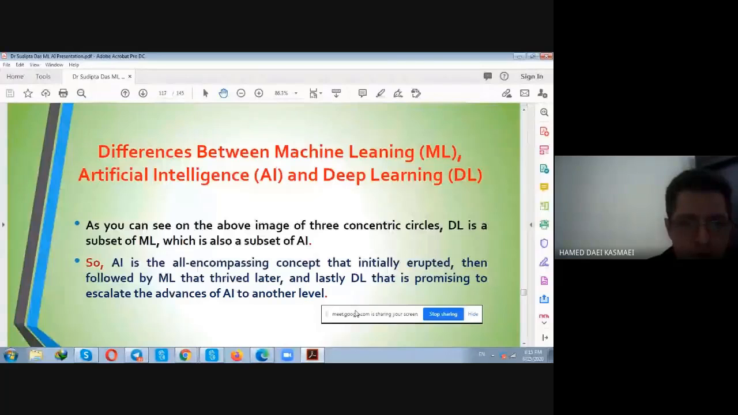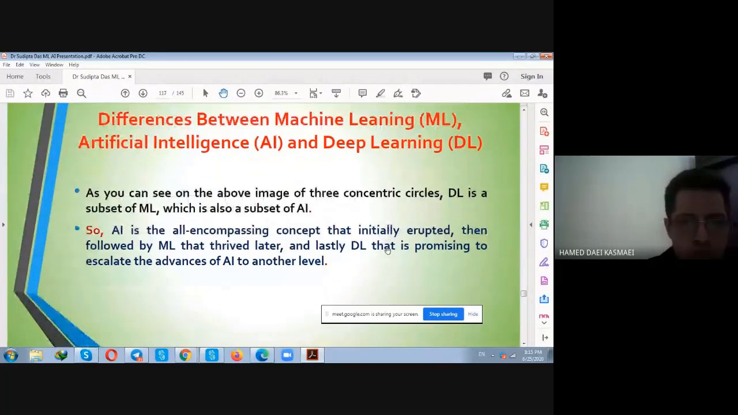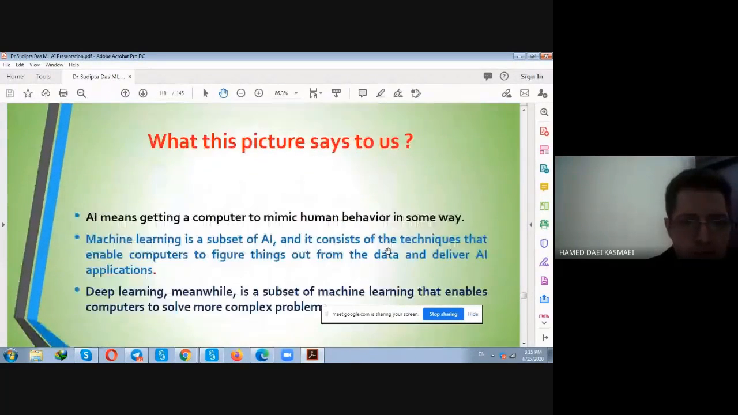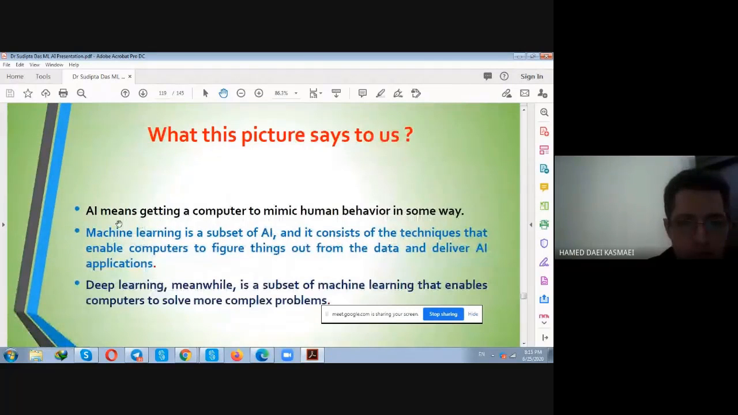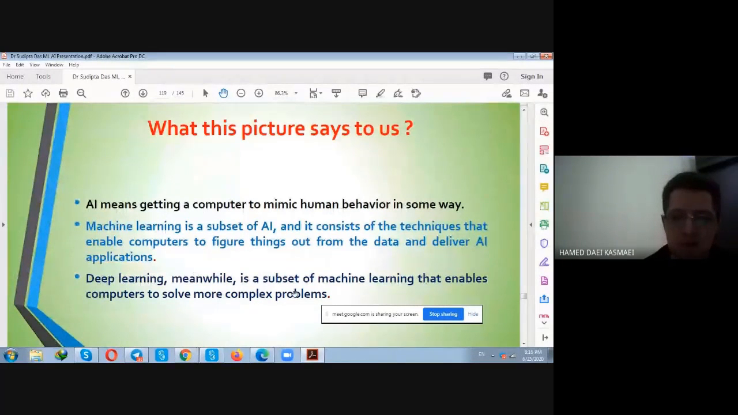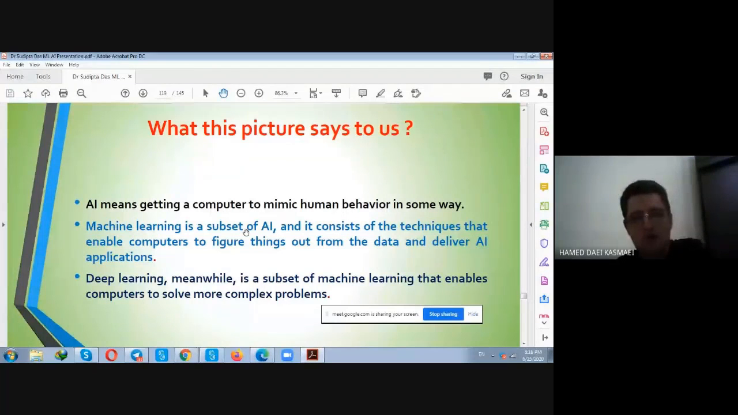Okay, and I need to finish this. This picture says AI means getting a computer to mimic human behavior in some way. Machine learning is a subset of AI, and it consists of techniques that enable computers to figure things out from the data and deliver AI applications. And deep learning, meanwhile, is a subset of machine learning that enables computers to solve more complex problems, like quantum computers, like everything. There are some tools for solving complicated and complex problems.